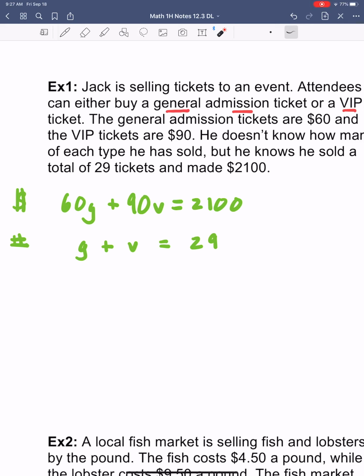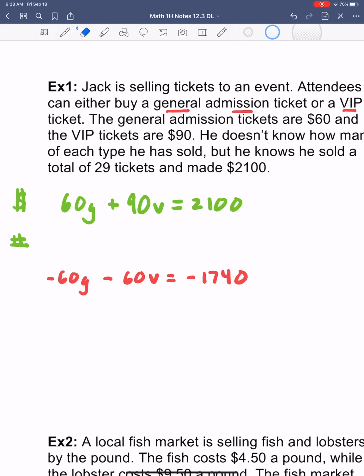And then from here, we can go ahead and solve using our different methods. I'm going to use elimination here, okay? And I'm going to go ahead and eliminate the 60G. So I'm going to multiply this whole equation by negative 60. Okay, so it's going to give me a new equation, looks like this. Negative 60G minus 60V equals negative 60 times 29 equals negative 1,740. Okay, so I multiplied that equation there, right, which basically eliminates this piece here, right?